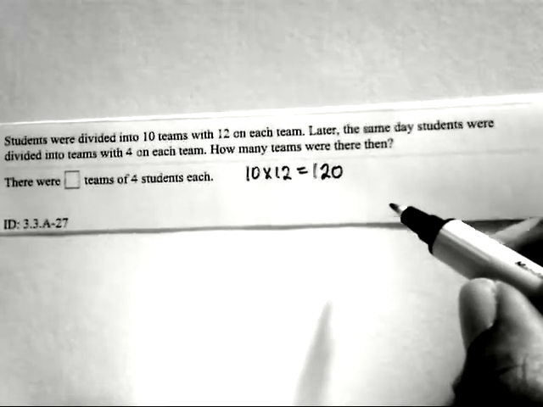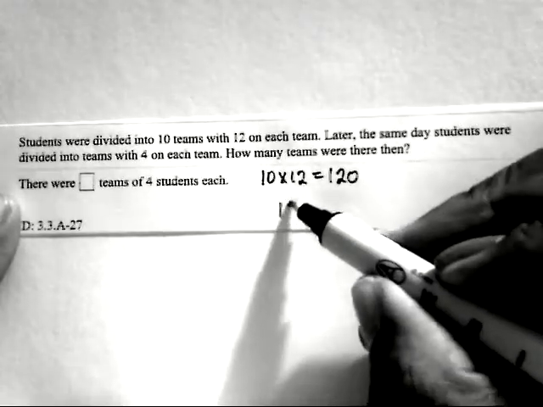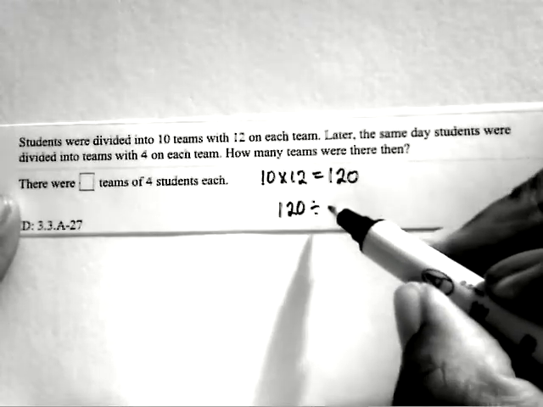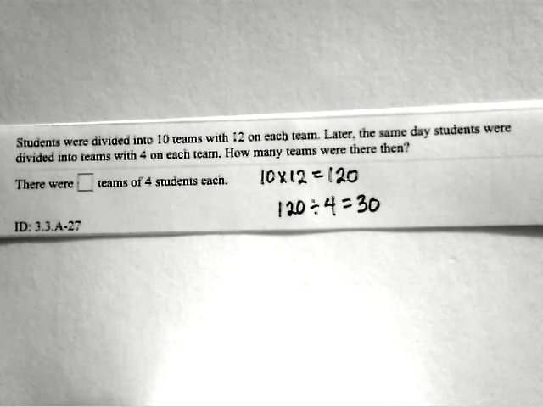And then the students were divided into teams of 4. So if you do 120 divided by 4, that means that there were 30 teams of 4. So we had 30 teams of 4 students each. And that should assist you with some of the homework problems in section 3.3.